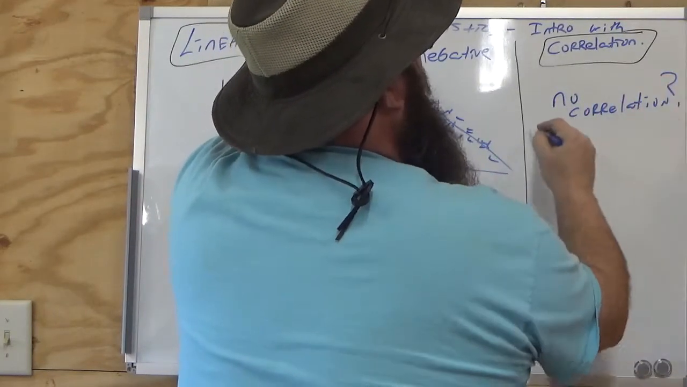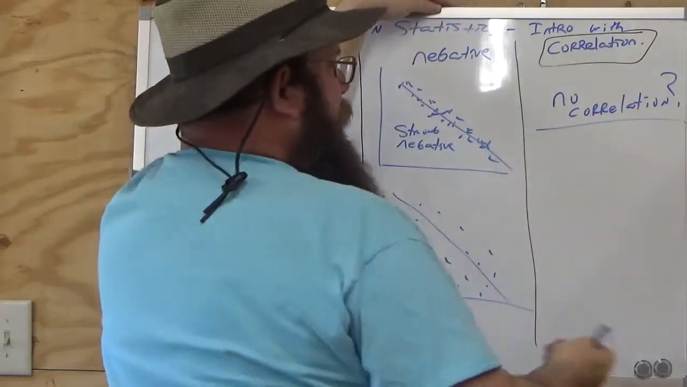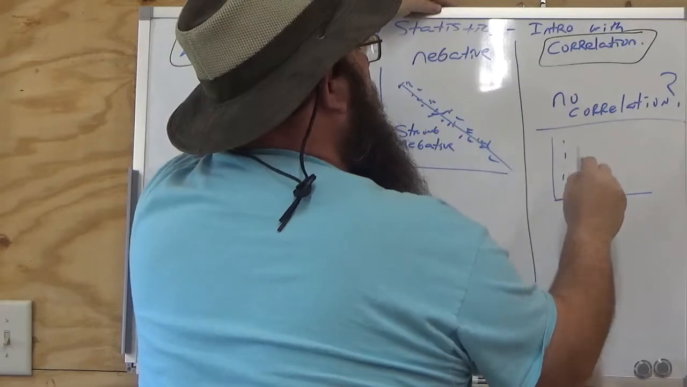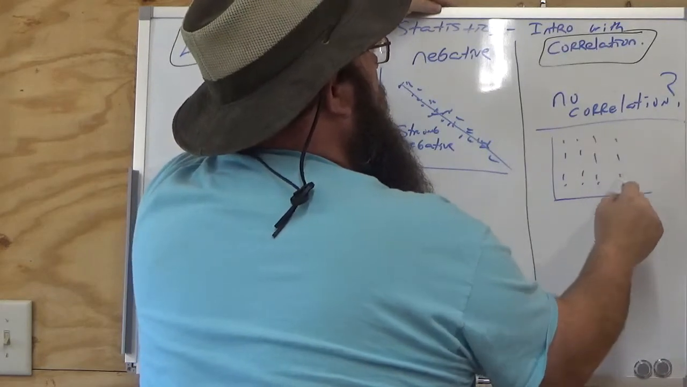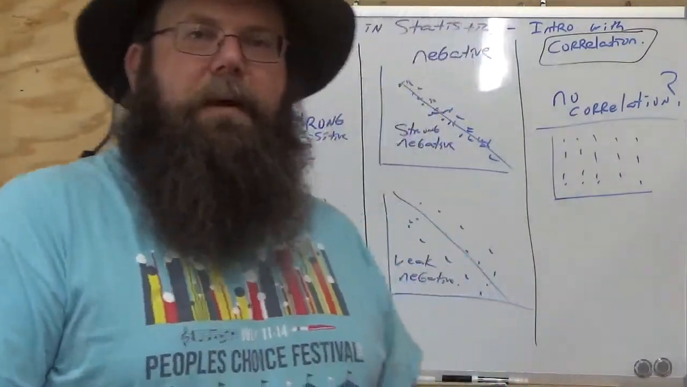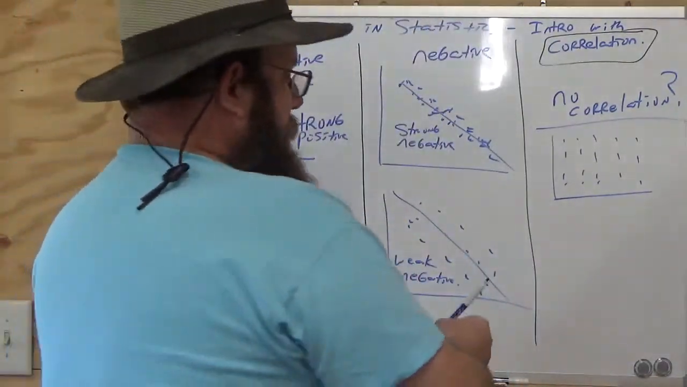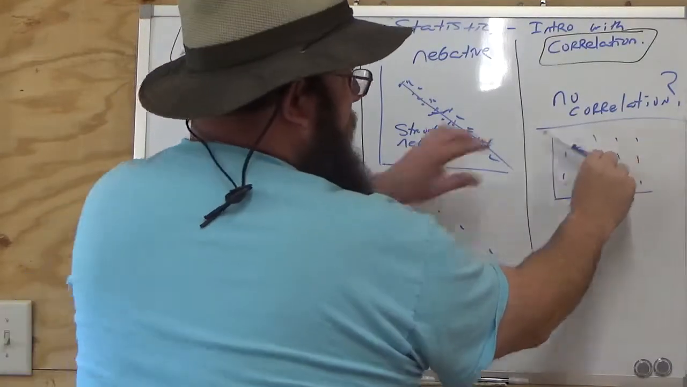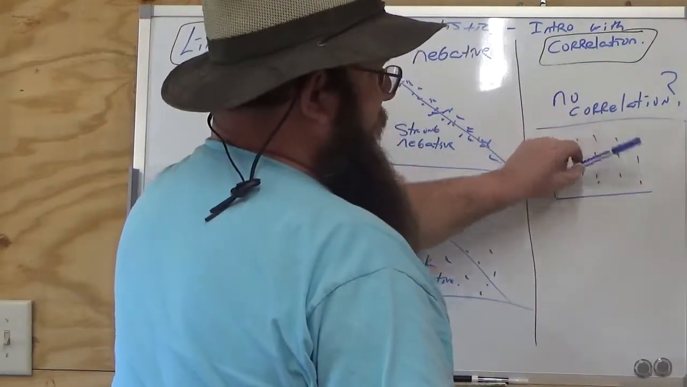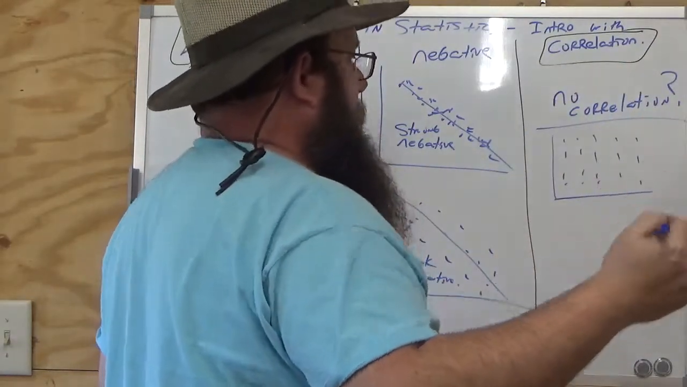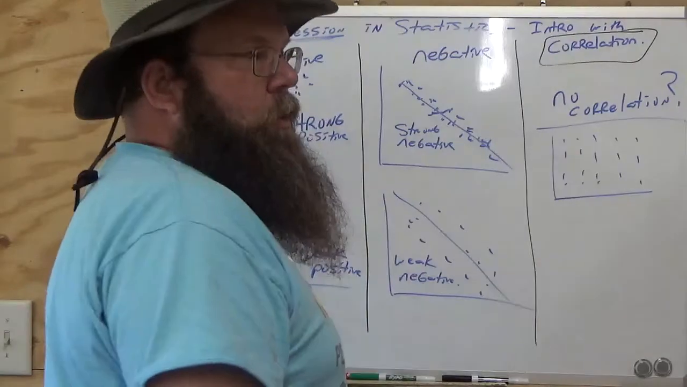No correlation. Well, no correlation looks a lot different. If you had those dots, how would you draw the line of best fit? Would you draw it like this? Would you draw it like this? Would you draw it across? Would you draw it vertical? I don't know. So that's one way we can have no correlation.